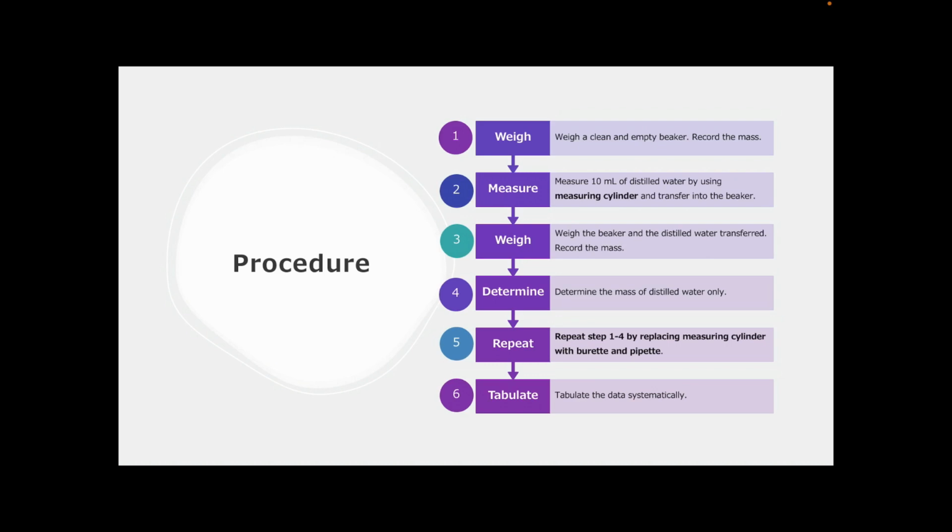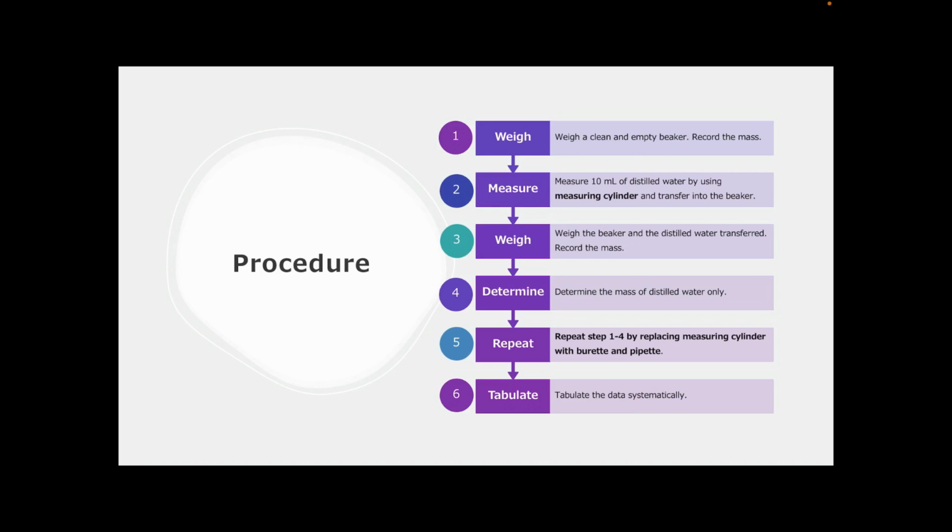The first step for the experiment is to weigh a clean and empty beaker and then record the mass. Measure 10 ml of distilled water by using measuring cylinder and transfer into the beaker. Weigh the beaker and the distilled water transferred. Record the mass. Determine the mass of distilled water only.